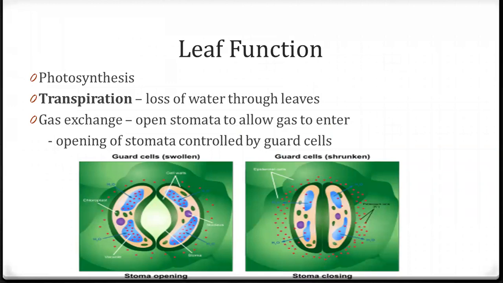So back to leaf function, photosynthesis. So making sugars from carbon dioxide. Transpiration is the loss of water through the leaves, and its main function is to perform gas exchange. So it opens stomata to allow gas to enter. So remember, in photosynthesis, you need the sun, obviously, and you need water, and you need carbon dioxide. So carbon dioxide has to be able to get in through the stomata. This is a picture of the stomata, and it's surrounded by guard cells.